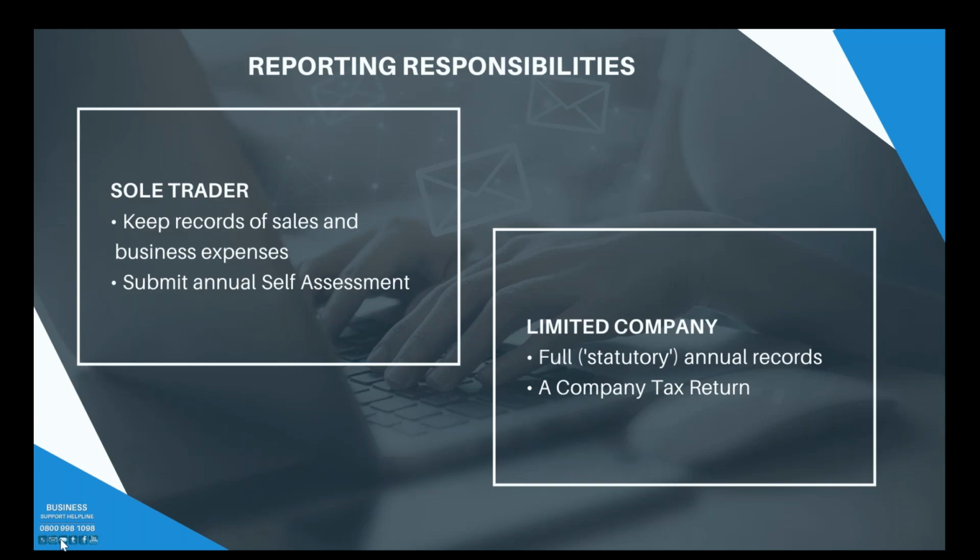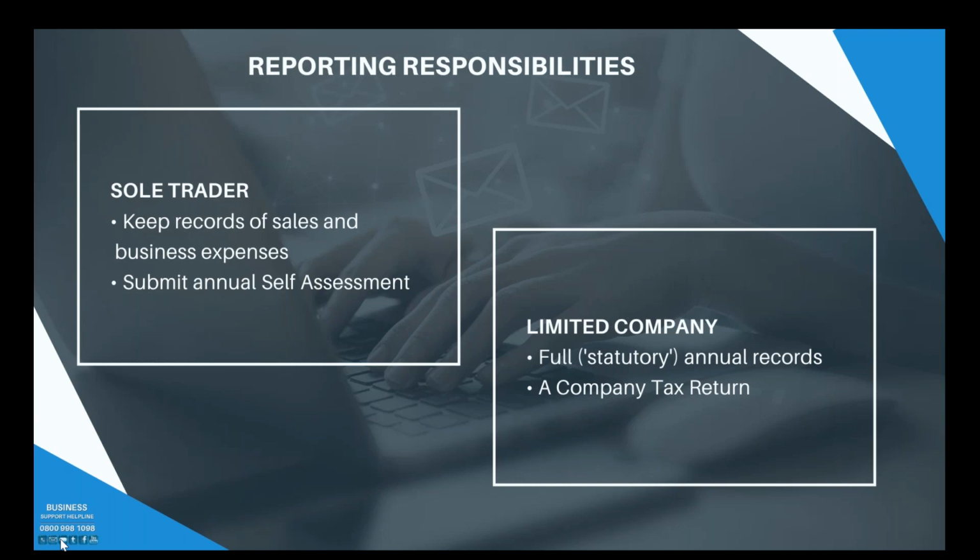As the name suggests, the self-assessment process was designed to allow you to submit without the need of an accountant. However, there are plenty of bookkeeping tools to support you should you need them. We've included some examples of these on the handout. If you do feel you need extra support with this, you can pay for the services of a bookkeeper or an accountant.